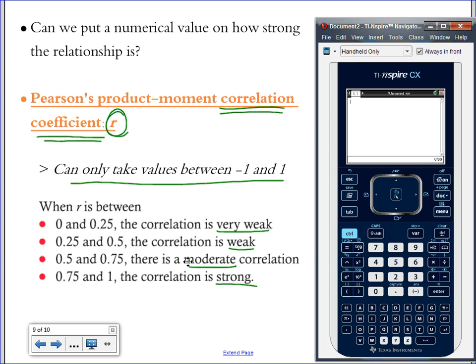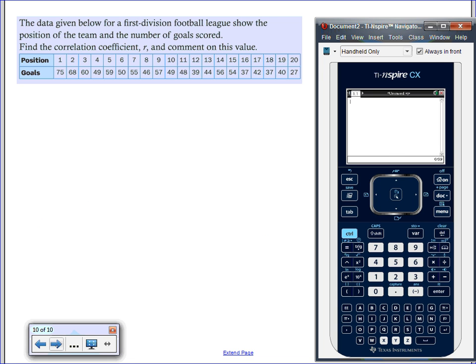But if you have good related data, you might get a more moderate or strong correlation. To calculate correlation, you're going to use your calculator. You're going to find that correlation coefficient on your calculator. And I'll show an example on my Inspire. That's why I've had it up this whole time.